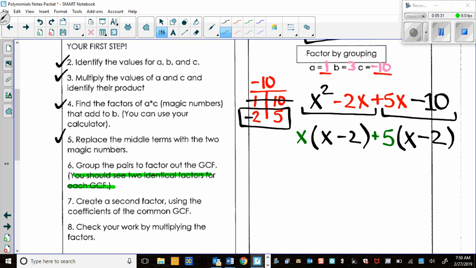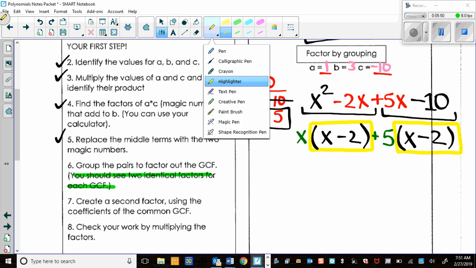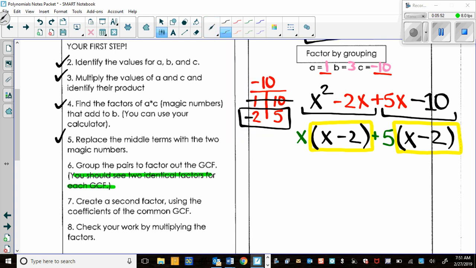Okay, so this part right here where I've highlighted in step 6, you should see two identical factors for each GCF. Let me use a different color, let's use orange or yellow. You see this factor right here, and you see this one. These are identical. This is your big clue in determining whether you did it correctly. If those two match, then you did the right thing. You took out the greatest common factor, and that is one of your factors.